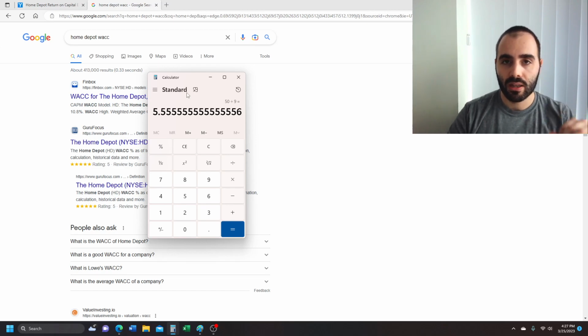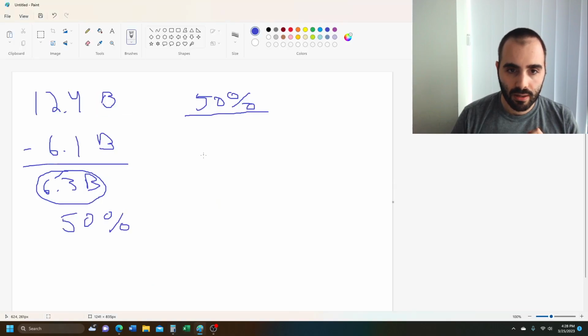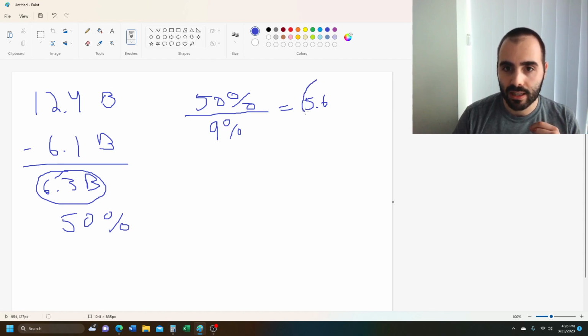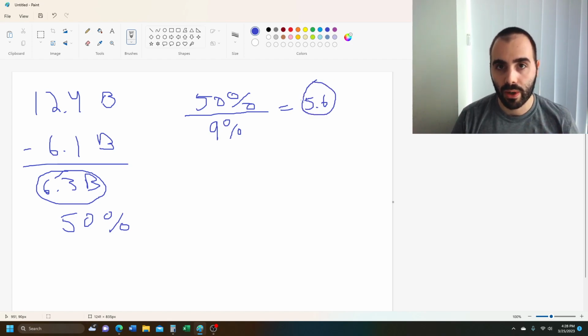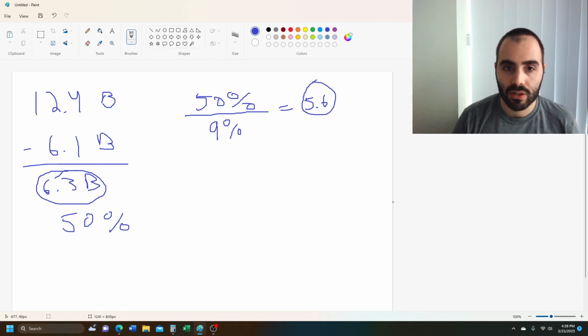This means that if we take the return on capital, 50%, divided by the cost of capital, 9%, we get a value creation factor of 5.6. So this is 9%. This equals our value creation factor, and what is it? It's 5.6. 50 divided by 9 is 5.6. This 5.6 is our value creation factor. The value creation factor is equal to the return on capital divided by the cost of capital.